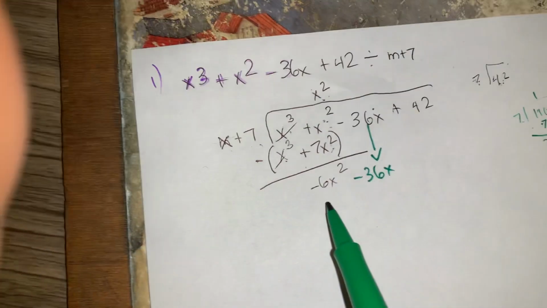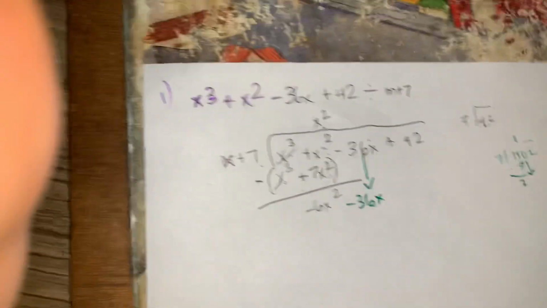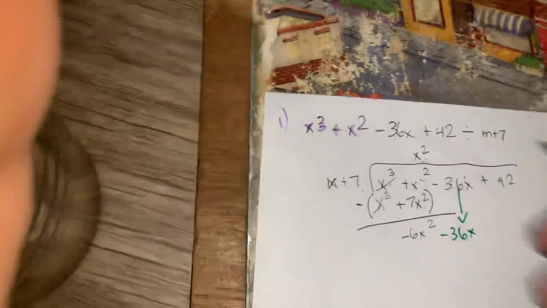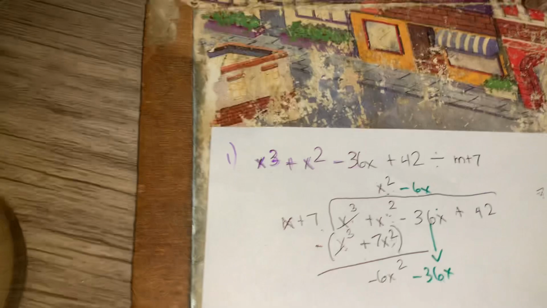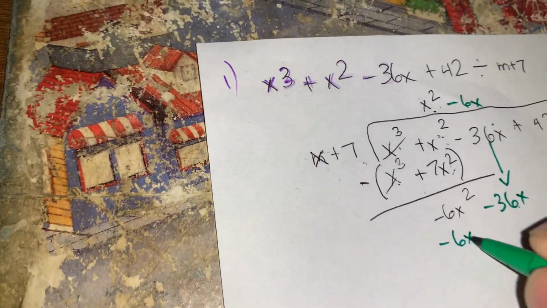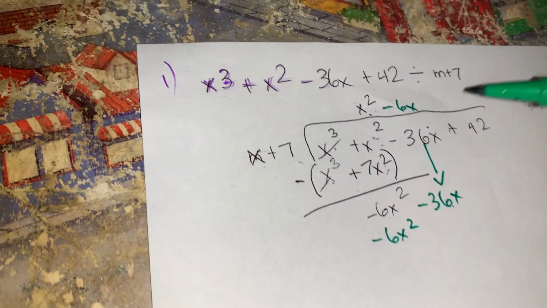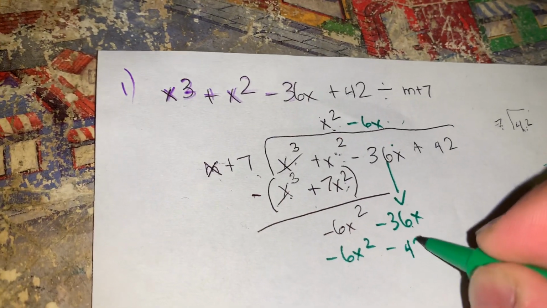Okay, so the next step. Now we have to figure out a number that goes into negative 6x squared minus 36x if we multiply by x plus 7. I'll give you that number. It's going to be minus 6x. So let's write minus 6x at the top. Minus 6x times x is minus 6x squared. And then minus 6x times plus 7. 6 times 7 is 42, so it's going to be minus 42x.